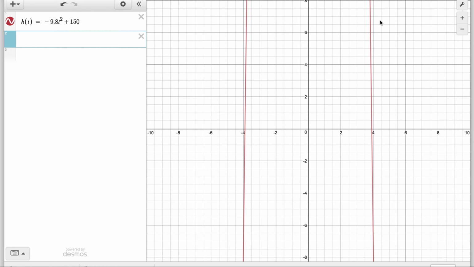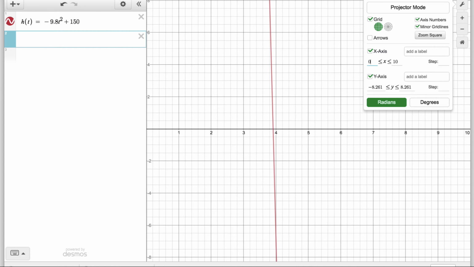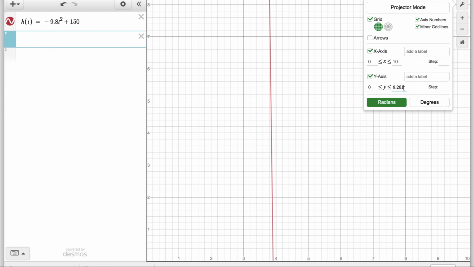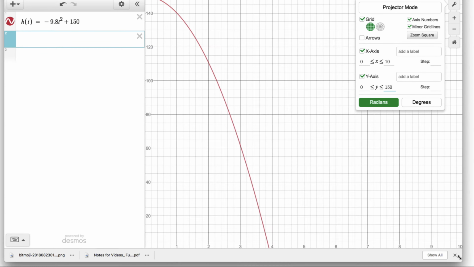I can't see everything yet. So let's change our graphing settings. I know that my valid input just starts at 0, so there's no reason to see anything in the negative range. And for my y-axis, I'm really just interested in the range. The y-axis represents the height. So the lowest height that I need to see is 0, and the greatest height we know is 150 meters. Now you can't see all of that on the screen. Let's see if I can make this a little bit better here.